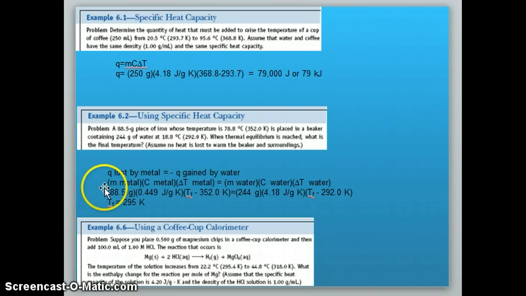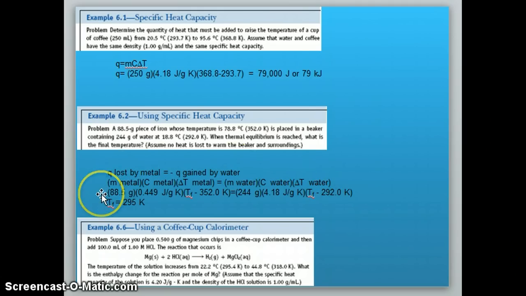Well, the Q lost by the metal is the same thing as the mass of the metal times the specific heat of the metal times the change in temperature of the metal. And what is the heat gained by the water? It's the mass of the water times the specific heat of water times the change in temperature of the water.